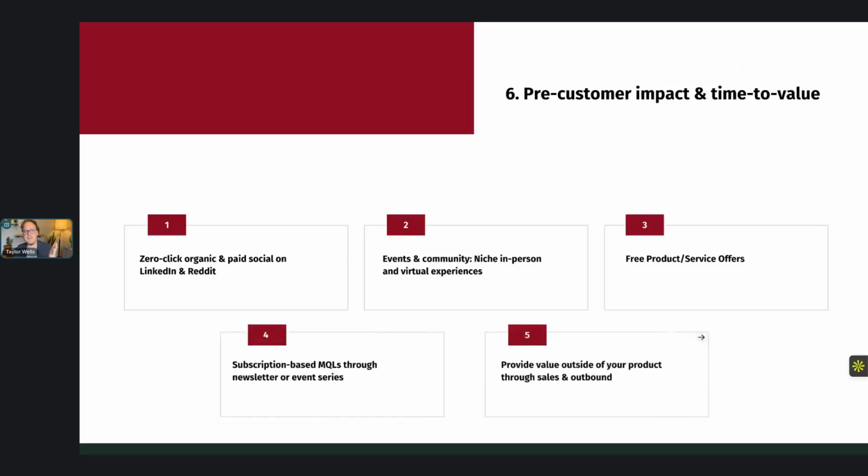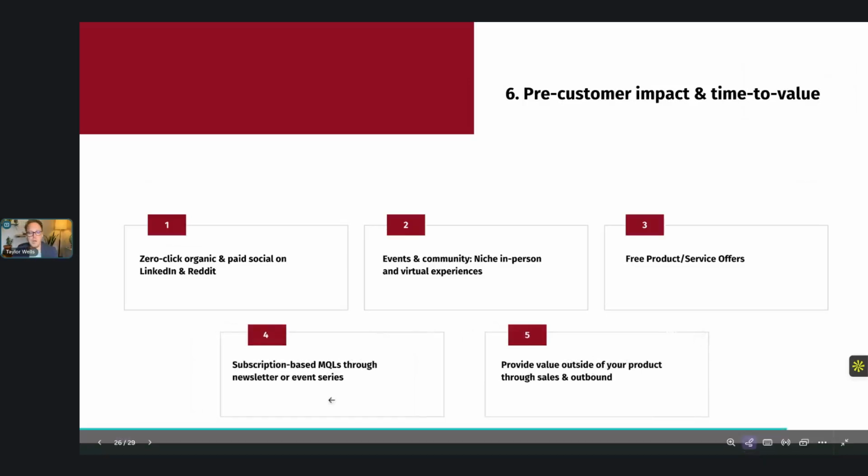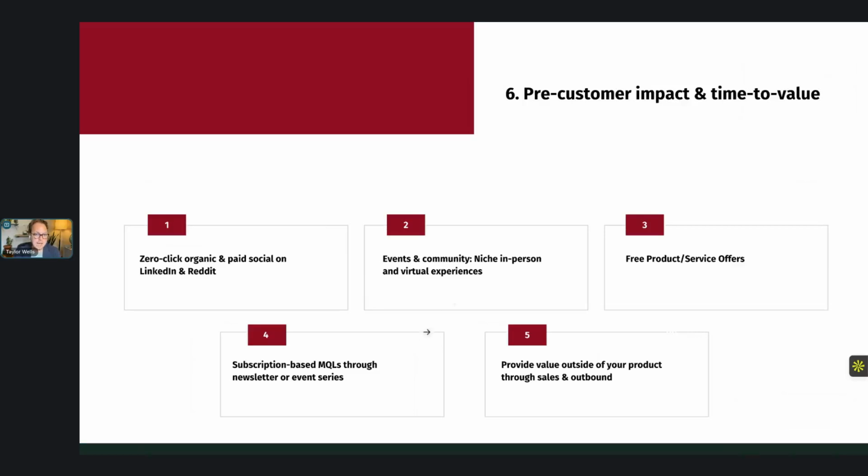So here are some things to think about, and this is in this order as well. Here are some things you can do to create pre-customer impact and reduce your time to value. You can do zero-click organic and paid social on LinkedIn and Reddit. So you can create content that's zero-click, meaning they don't have to click to your website. They don't have to go out of platform. It's in-app consumption, where you're providing value in that specific post. You're helping them solve a problem in that specific post.